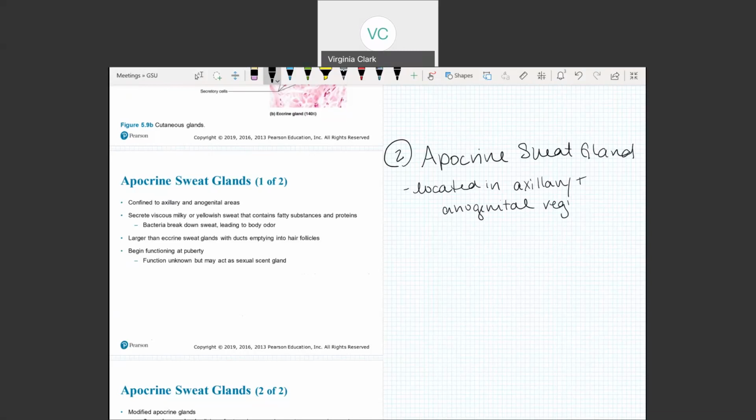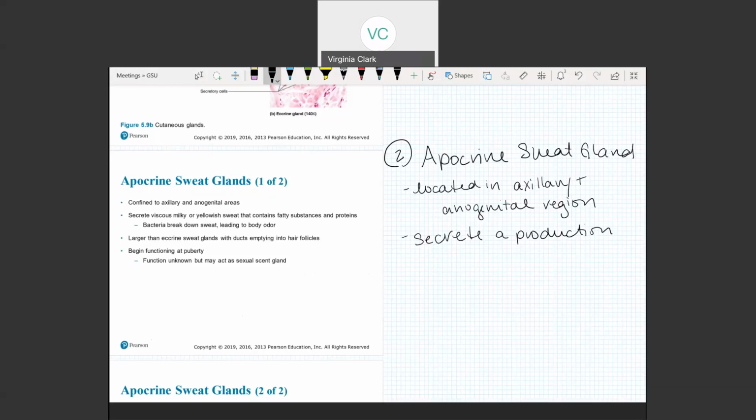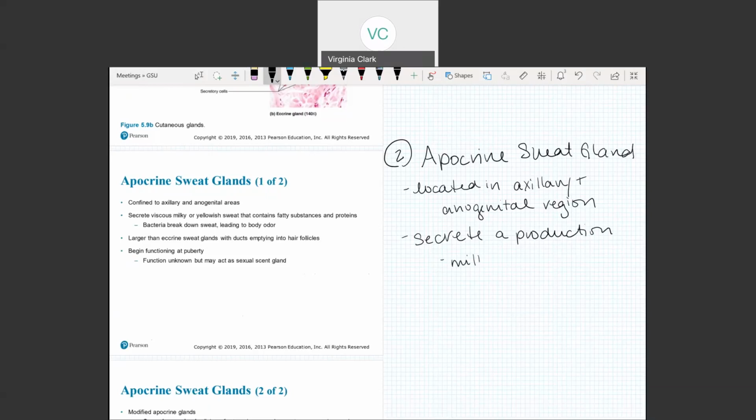So that means these types of sweat glands are not really produced based on overheating and the need to expel heat. These are going to be a little bit deeper. They're deeper into the dermis. They are larger sweat glands, and they're going to have kind of a different product as well. So what they're actually going to do is secrete a product, because that is the definition of a sweat gland. They secrete a product, but it is going to be milky, kind of yellowish.